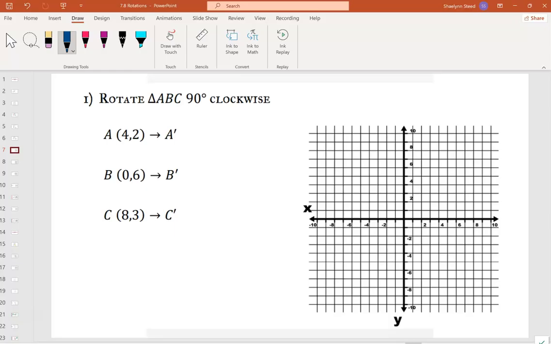All right, now if we do this one, we can remember back to the rule, or you can literally rotate your paper 90 degrees clockwise after graphing the points. I'm just going to follow the rule. So 90 degrees clockwise, we know that x comma y is going to go to y comma x, they're going to flip places, and then our x flips signs. So 4, 2, here's A. 0, 6, here's B. 8, 3, here's C.